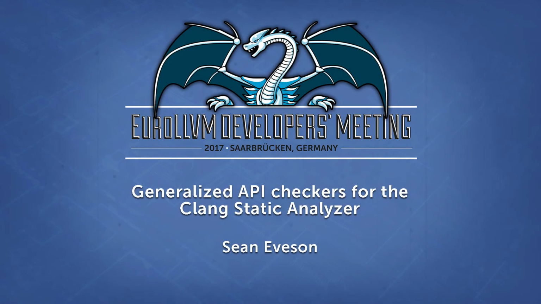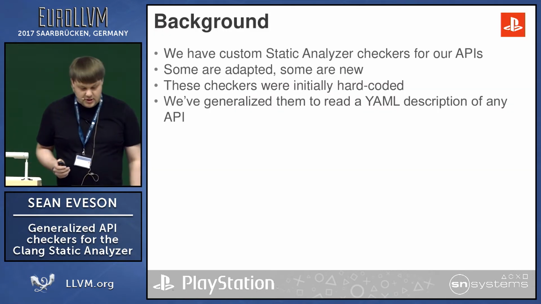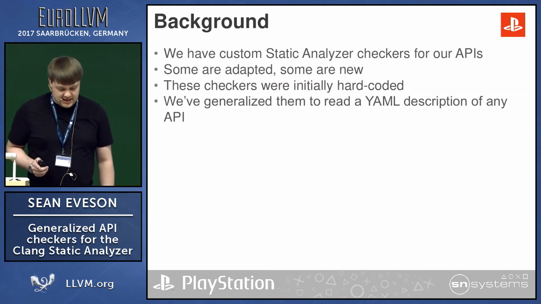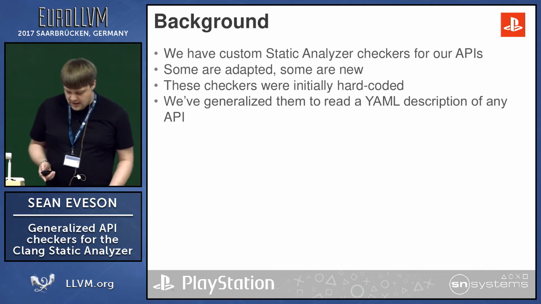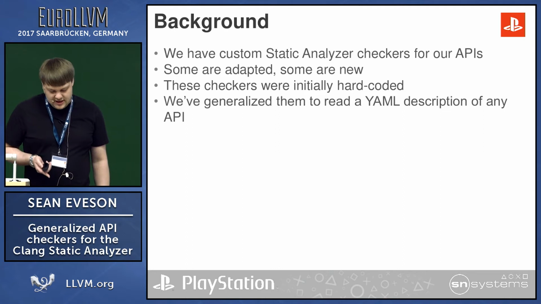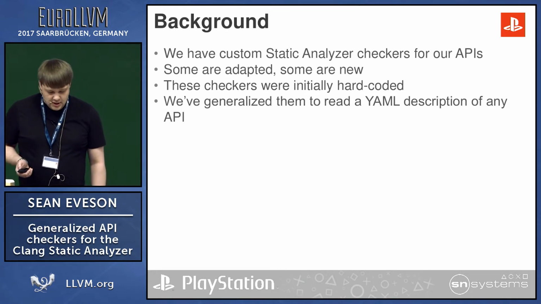So I'm here to talk about some static analyzer checkers we've been working on for our APIs. So a little bit of background. The static analyzer consists of a framework which models code execution and a set of checkers which use that framework to find problems in your code, potential issues.